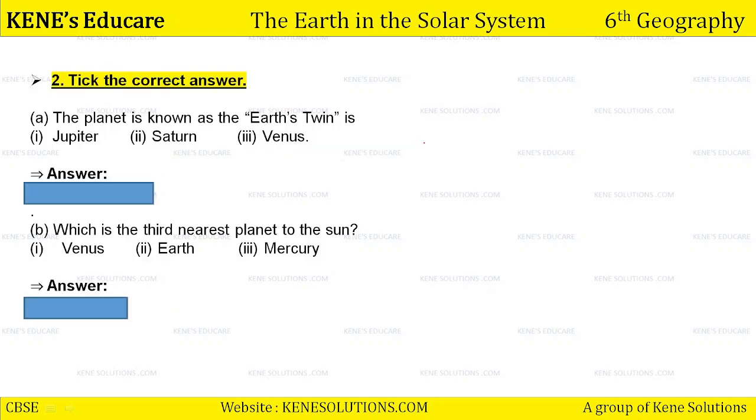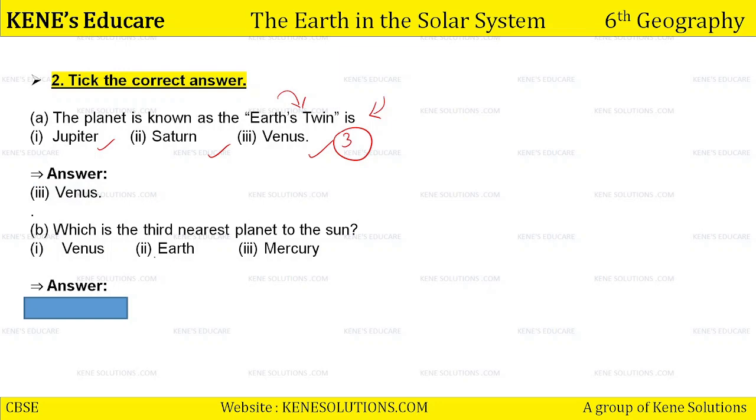Okay, now coming on to question number two, it says, take the correct answer. That means a statement will be given, and with regard to that statement three options will be given and you have to choose the correct answer. Okay, so the first statement says the planet is known as the Earth's twin. Kaun se planet ko Earth ka twin kaha jata hai? Options are Jupiter, Saturn, Venus. Kaun sa aisa planet hai jise Earth ka twin kaha jata hai? The answer is Venus. Twin sister ya Earth twin bhi kaha jata hai Venus ko.